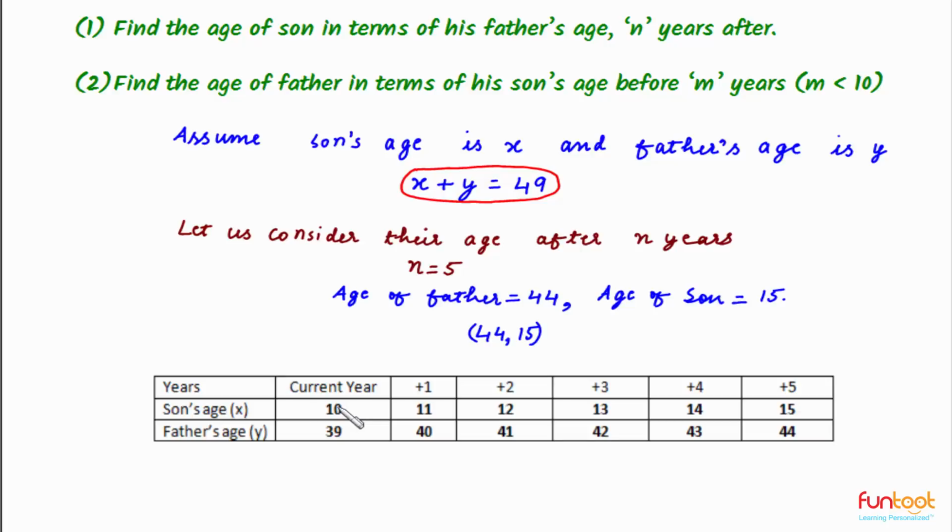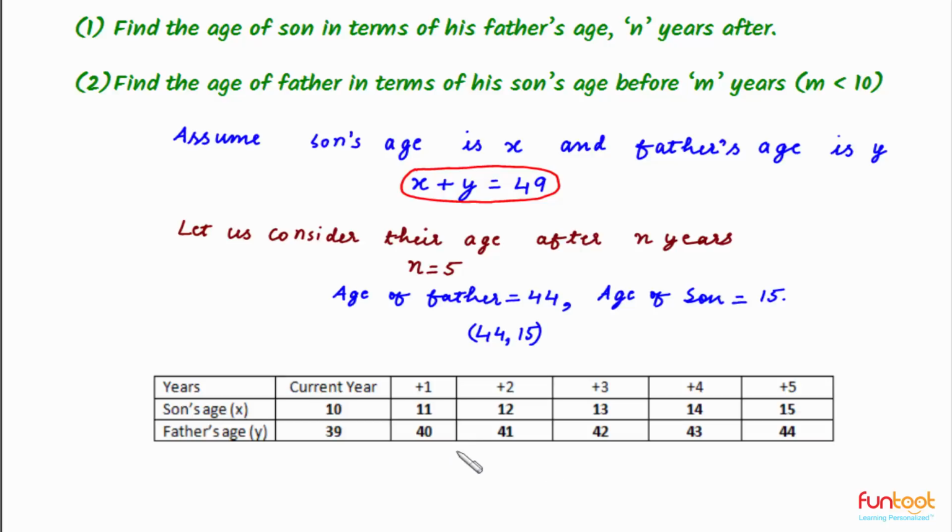Let's look at the age of son and father after each year up to 5 years. So after 1 year, age of son and father will be 11 and 40 respectively. Like this, we have shown data up to 5 years. After 5 years, age of son and father will be 15 and 44. We have to find a linear equation for which these are the solution pairs. What could be such an equation?